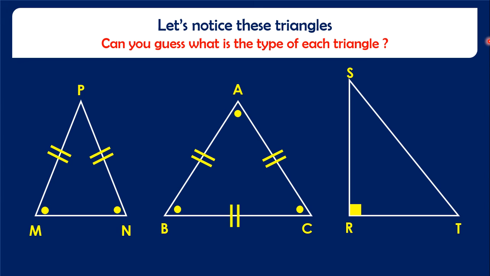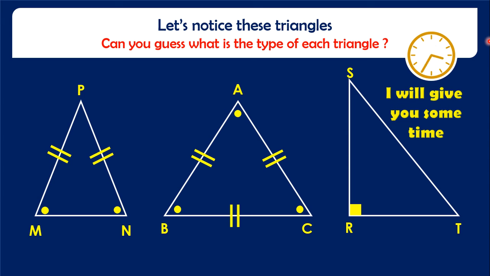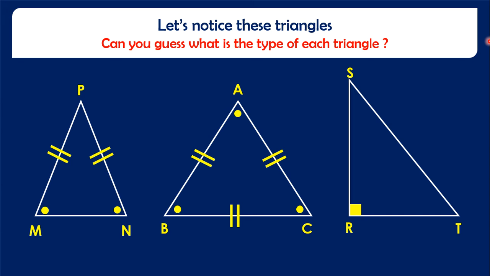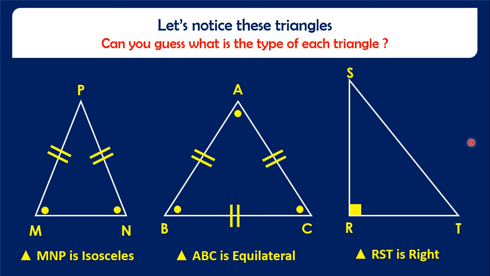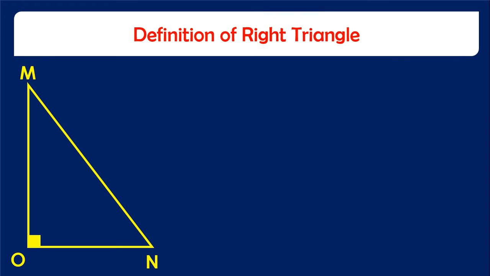I will give you some time. Yes, did you guess it? This triangle has 2 equal sides. This means that it is isosceles triangle. This triangle has 3 equal sides. This means that it is equilateral triangle. And this triangle has a 90-degree angle and it is a right triangle.